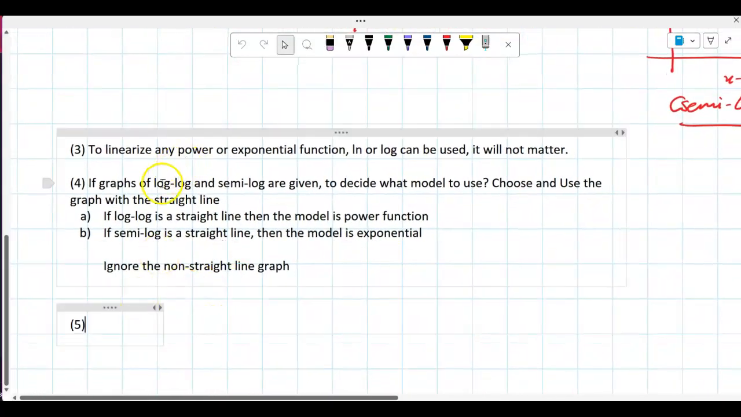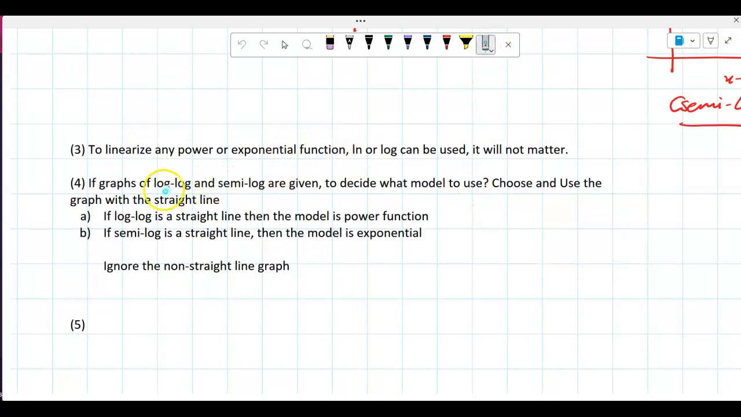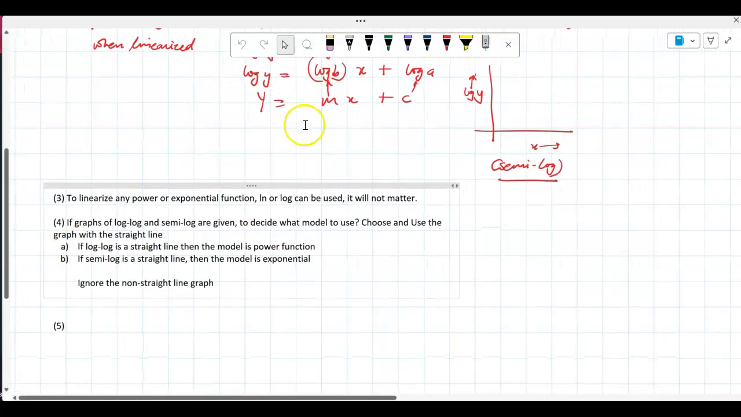If graphs of log and semi-log are given, to decide which model to use, they'll give you two graphs, a semi-log graph and a log graph, and they'll say, find a model. To decide which model, choose the graph with a straight line. Out of the two graphs, whichever has the straight line, use that. If the log graph is a straight line, then the model is a power function. If the semi-log graph is a straight line, the model is exponential. The other graph you ignore, the non-straight one. We'll be seeing those examples over here.